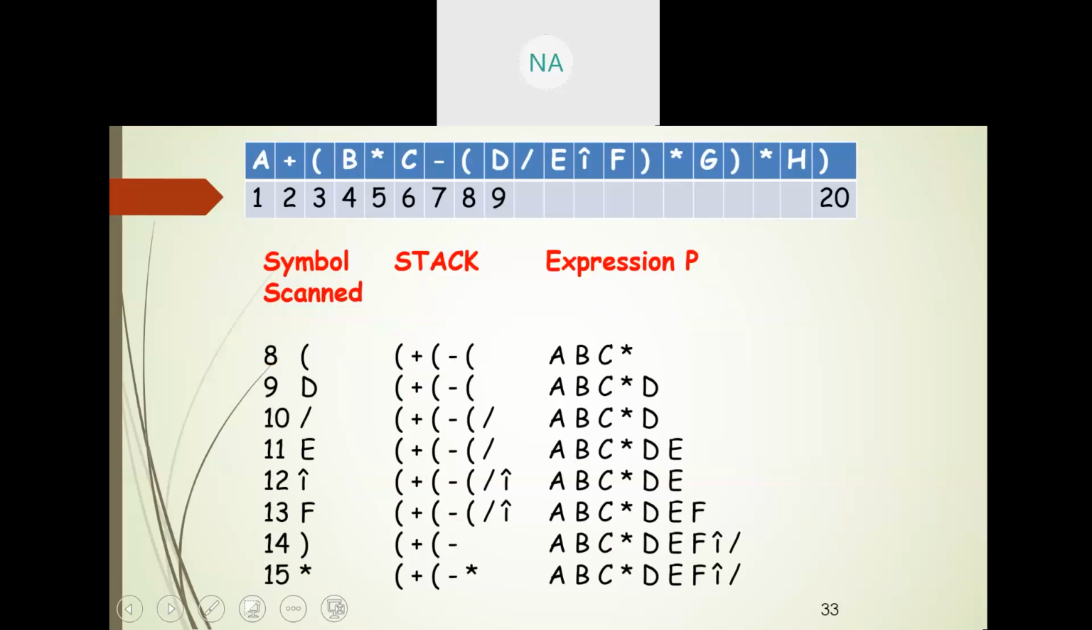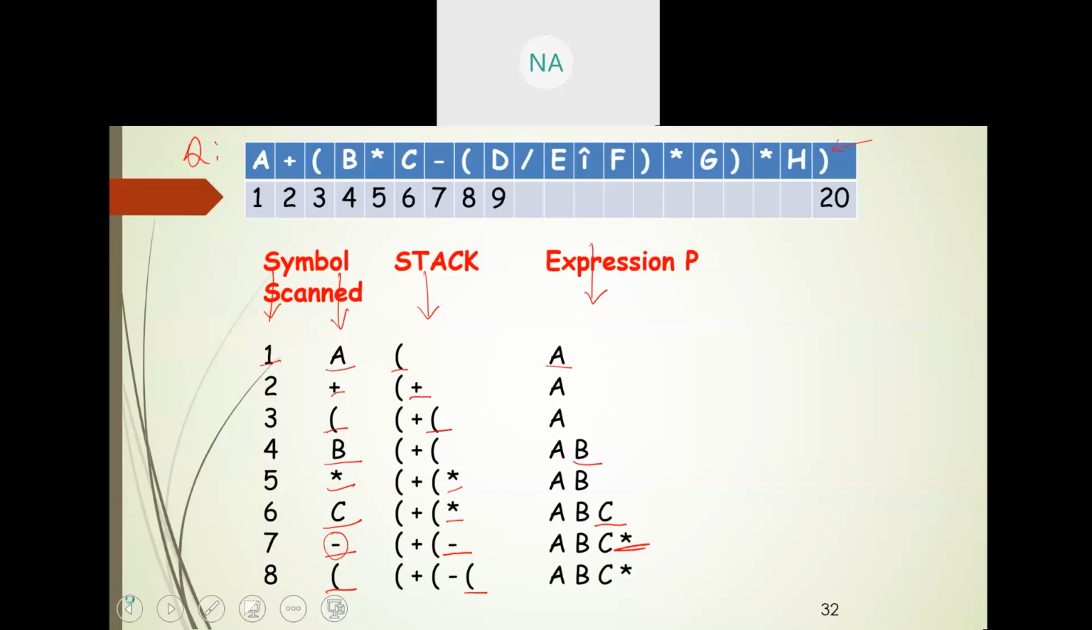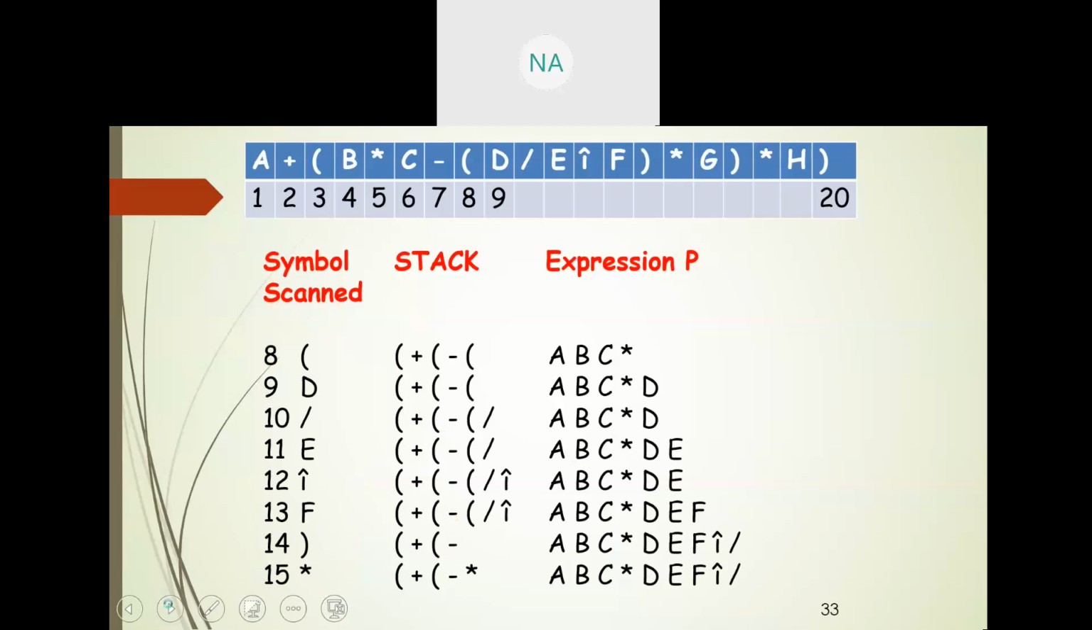Okay, next element is left parenthesis, which is already considered. So this is the repetition of the 8 symbol. We have already added the left parenthesis to the stack. Next symbol is D. D is an operand, so add it to expression P at the end.